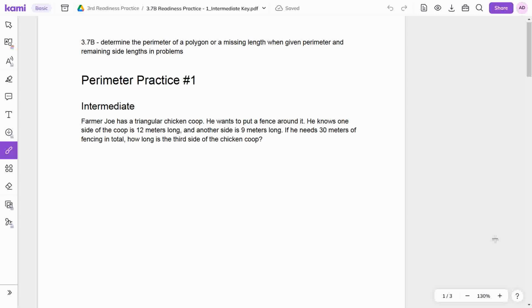Today we are looking at 3.7b Readiness Practice Perimeter. This is the intermediate version.